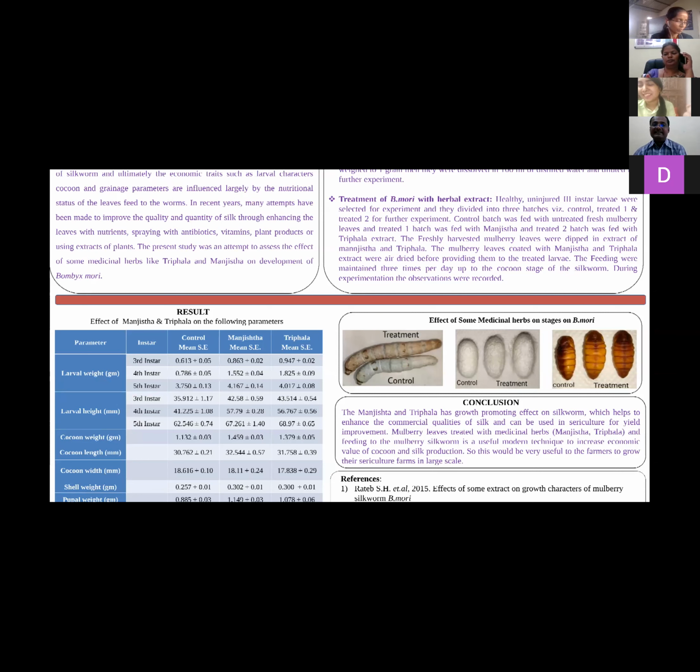Why did it become black? Why is this treated larva black in color? Because of the treatment, sir. If the color is like that, it is not going to survive, no? Because the silkworm is a very sensitive one. No, sir, it survives.